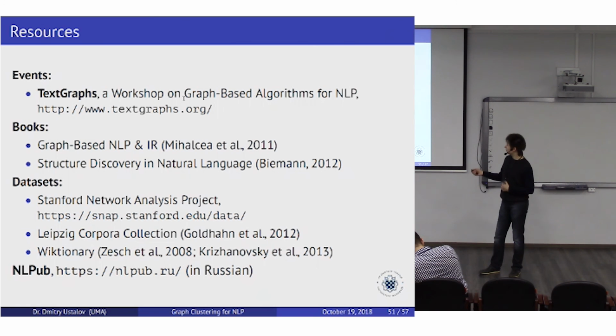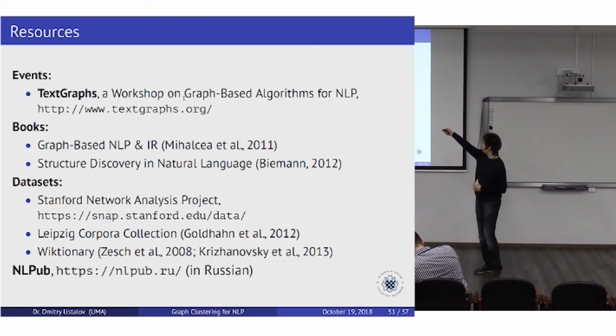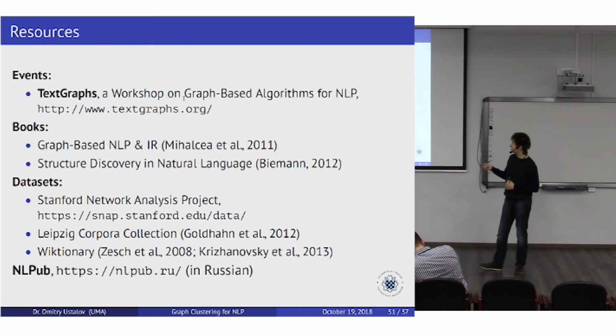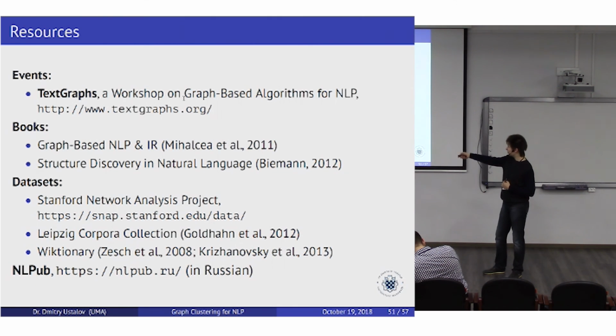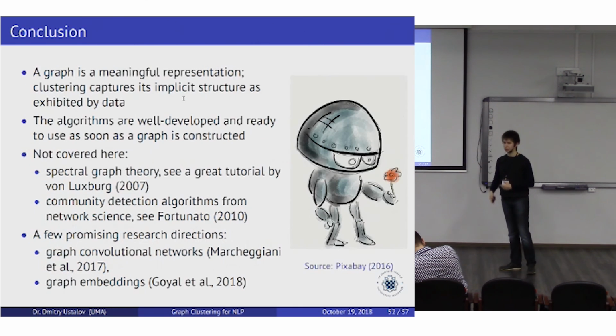I think it's one of the last slides I have. There are some events. The primary event specific for graph-based NLP is TextGraphs. It's usually collocated with ACL on the same dates. There are a few books, a few data sets. You can find a lot of useful information on NLPub on the internet.